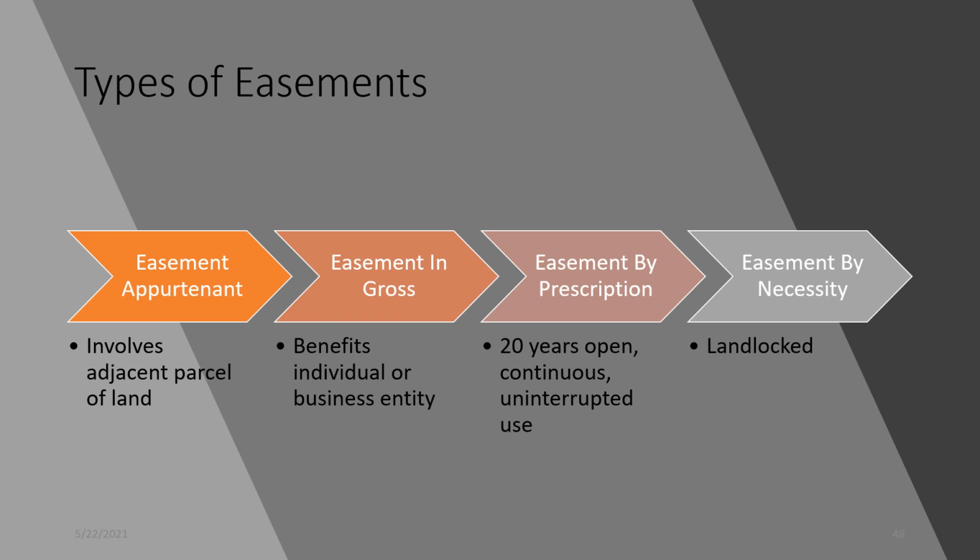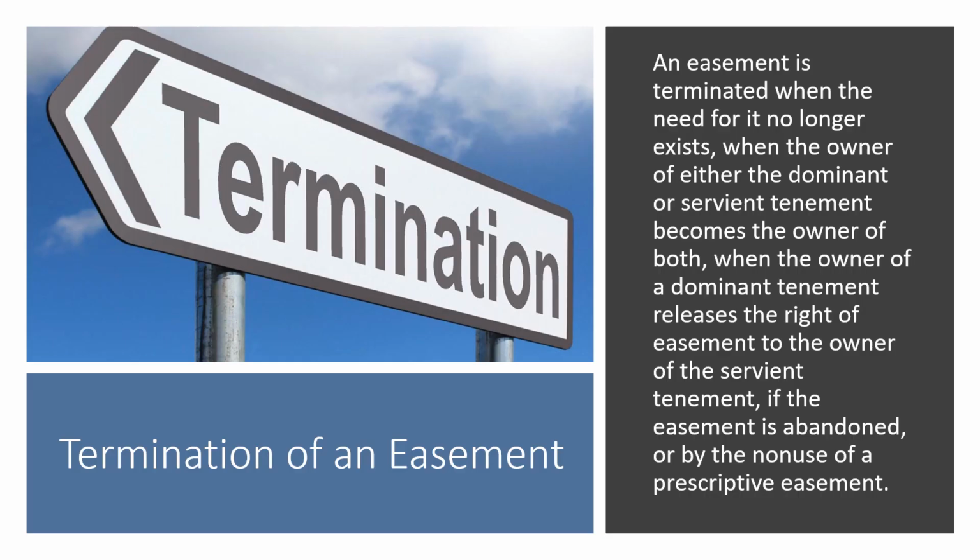So the first two are by gentleman's agreement. It doesn't involve getting the court involved. The second two are done by court order. An easement is terminated when the need for it no longer exists, when the owner of either the dominant or servient tenement becomes the owner of both, when the owner of the dominant tenement releases the right of the easement to the owner of the servient tenement, if the easement is abandoned, or by the non-use of a prescriptive easement.